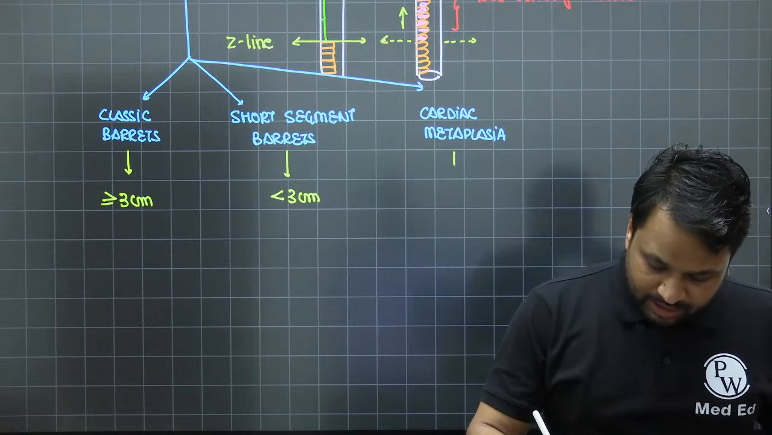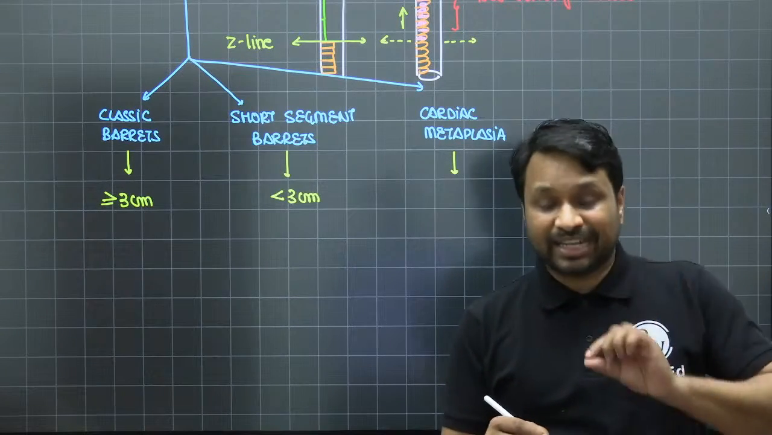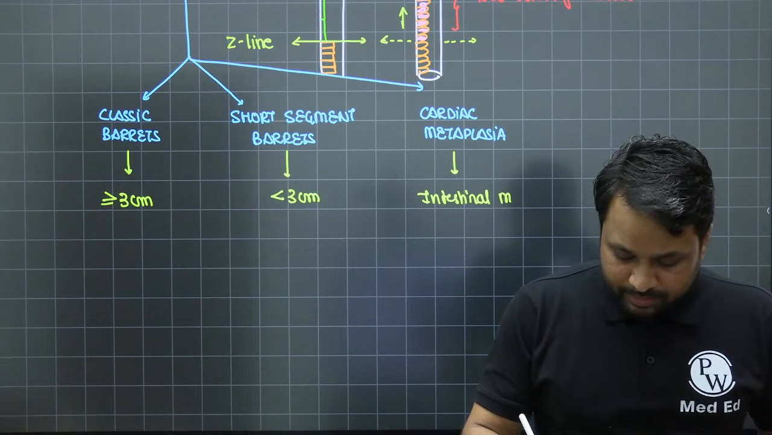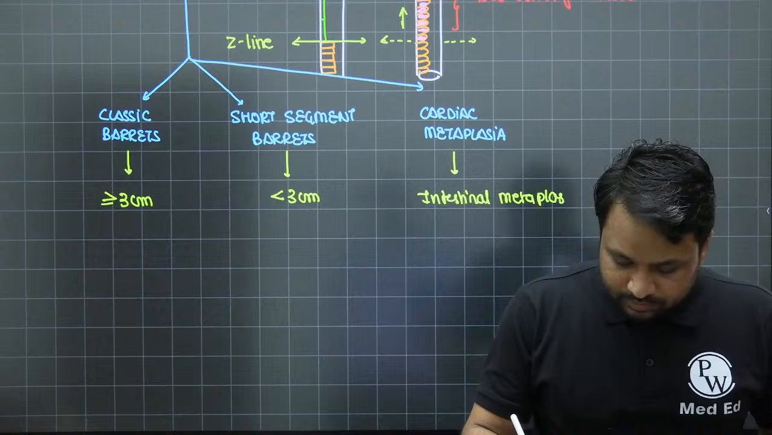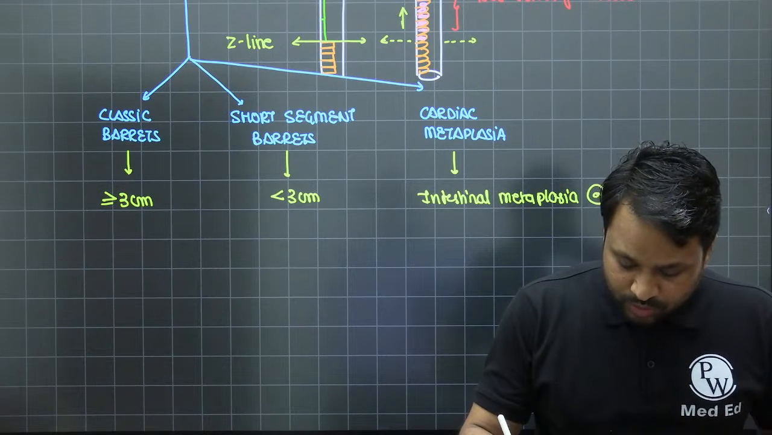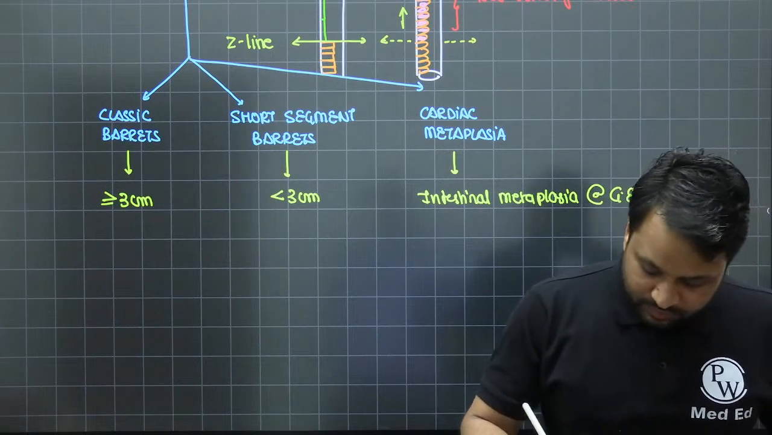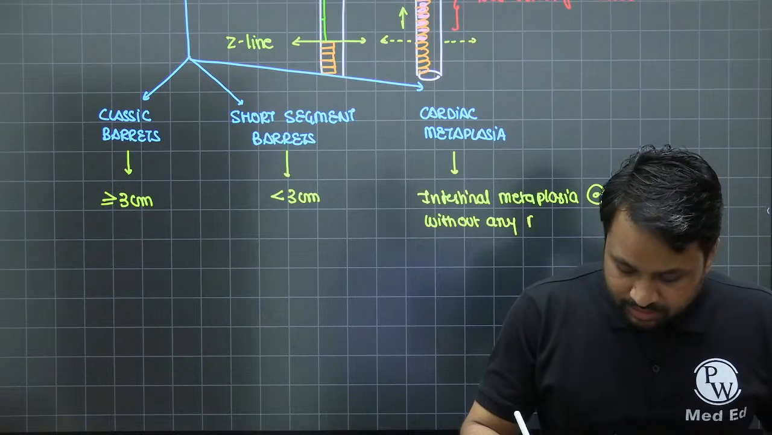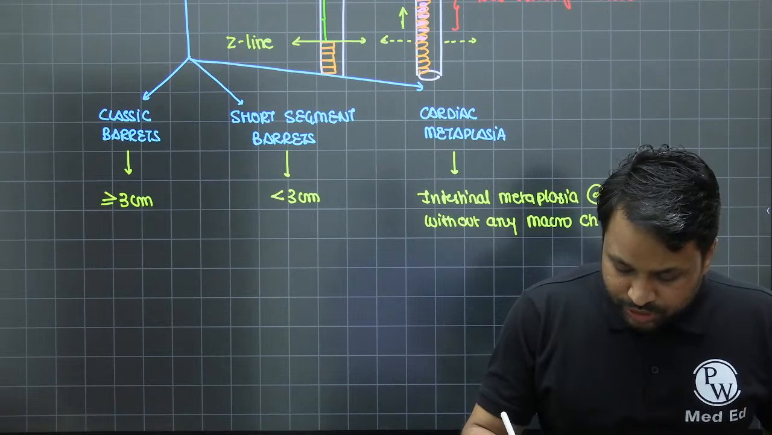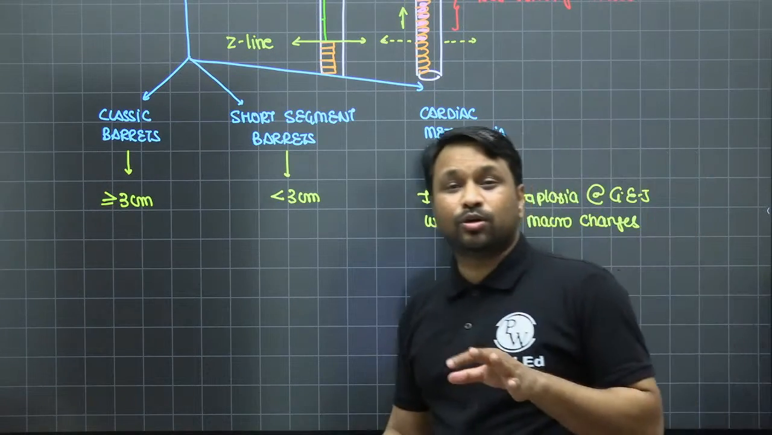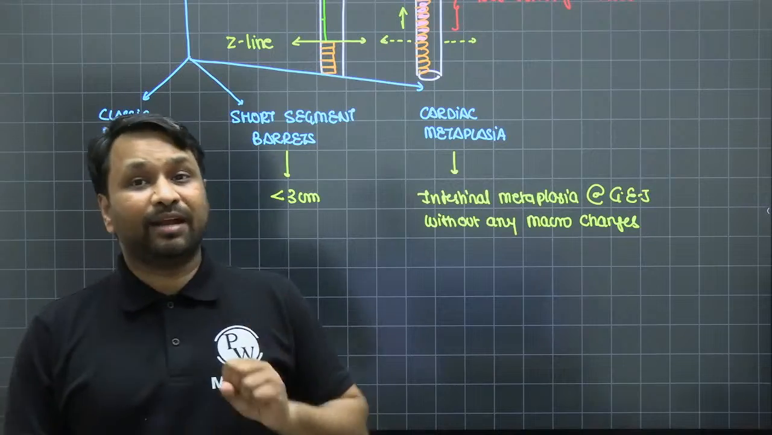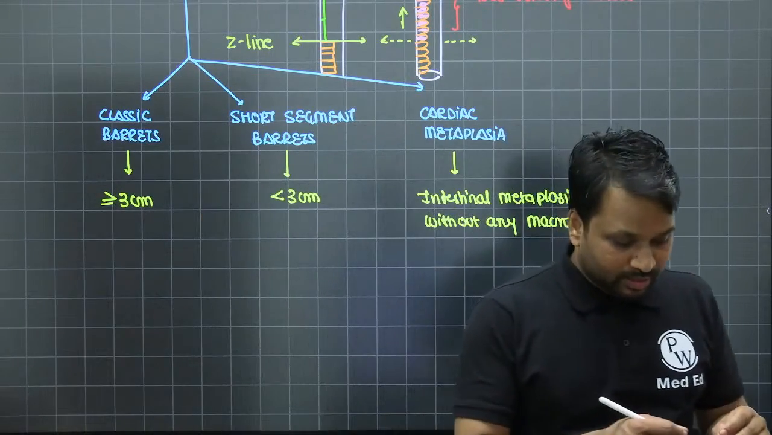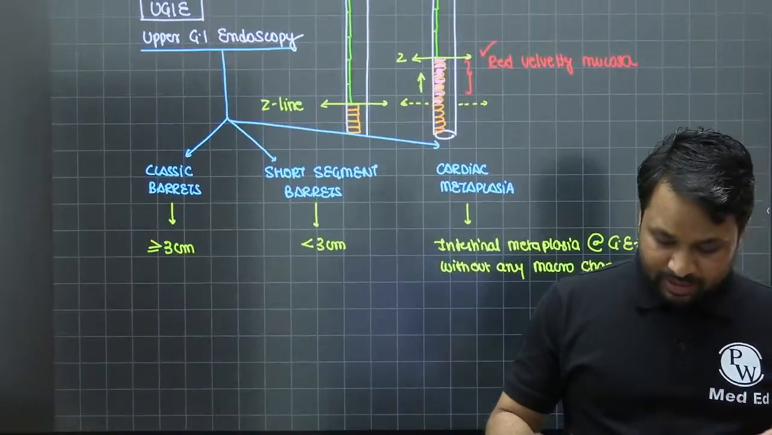Now, cardiac metaplasia is an intestinal metaplasia at the gastroesophageal junction without any macro changes. When I say without any macro changes, that means there are no visible changes like red velvety mucosa, but when you take the biopsy, you will get this intestinal type of metaplasia. You will see intestinal metaplasia is present.